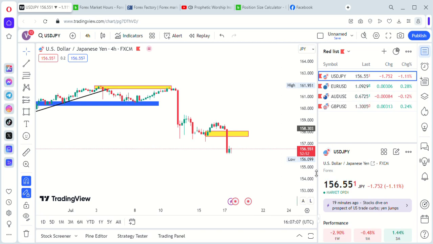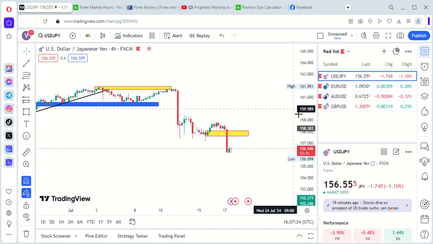Okay guys, welcome back. So today we are going to be doing some analysis on a few of these pairs, mostly USD JPY and Euro USD. So these are some of the pairs that I focus on.